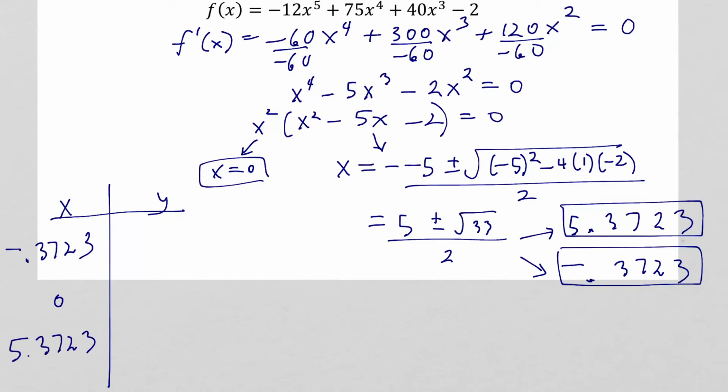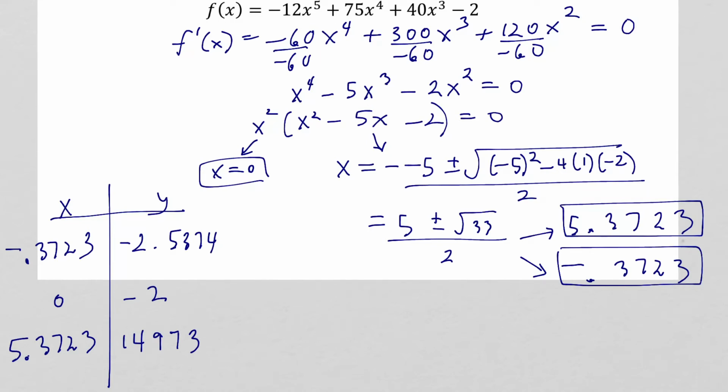I'm going to substitute these x values into my polynomial, and I'm going to get y values: negative 2.5, 0.5374, negative 2, and some very large positive number. This is an x to the fifth polynomial, so you can get very large numbers in a hurry.